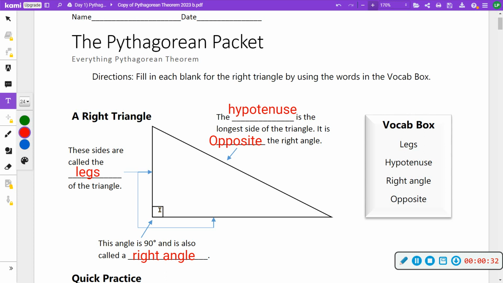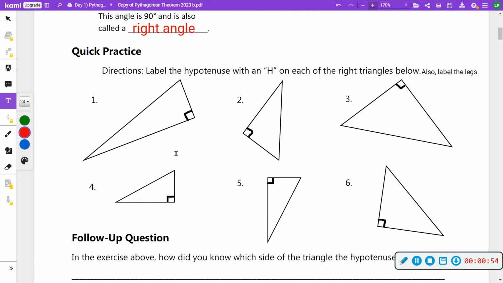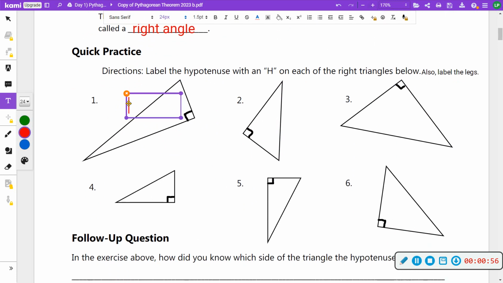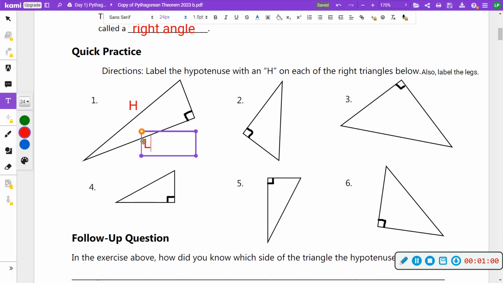When we have a right angle, we call these sides the legs. Normally we call one the short leg and one the long leg, and you'll see why later. But it really doesn't matter, they are both legs. And the one opposite the 90-degree angle, the longest side, is the hypotenuse. So right here, if I were to label this, I would say this is the hypotenuse, that's a leg, and that's a leg.